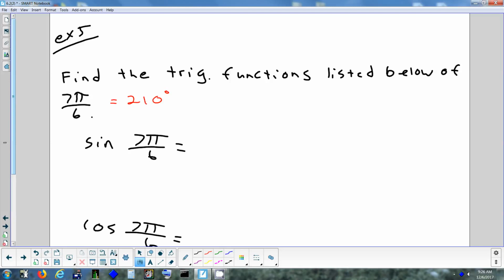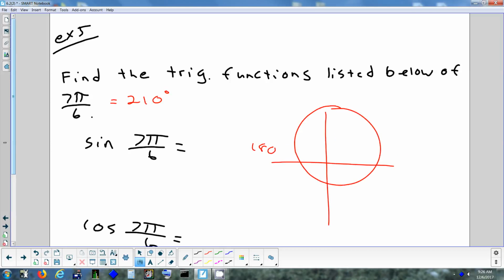Now before I even sketch it, I'm going to start thinking, is that a multiple of 30 or 45? Sam? 30. And this is the sketch that after a while, hopefully you can just kind of visualize in your head. Here's 180. 210 is just a little bit past it. Okay, so draw your triangle.